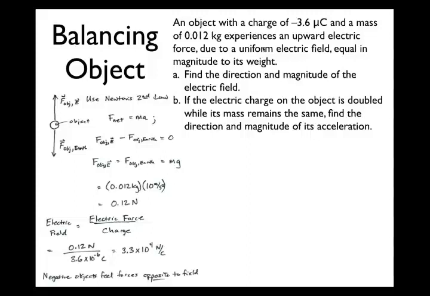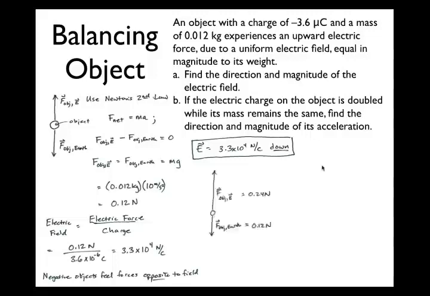Negative objects, which this one is, feel forces that are opposite in direction to the electric field that is being applied to them. And so because the force from the electric field on this negative object is up, that must mean that the electric field itself is in the downward direction. And so the overall electric field, if we write it with magnitude and direction, would be 3.3 times 10 to the 4th newtons per coulomb down, or if you'd assigned a coordinate system, you might say 3.3 times 10 to the 4th newtons per coulomb in the negative y direction, or something similar.